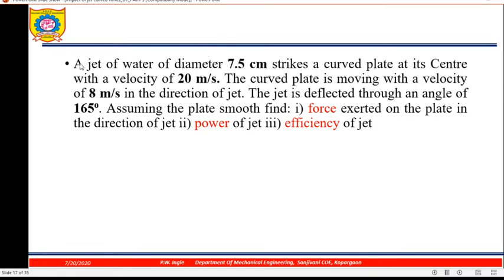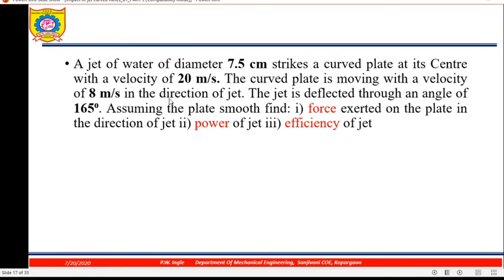So I will read the statement of the numerical. A jet of water of diameter 7.5 centimeters strikes a curved plate at its center with a velocity of 20 meter per second. So the velocity of the jet is 20 meter per second and the jet diameter is 7.5 centimeter. The plate is moving with a velocity of 8 meter per second. Okay, so the plate is moving, so this is a problem of a moving plate. Impact is at the center.